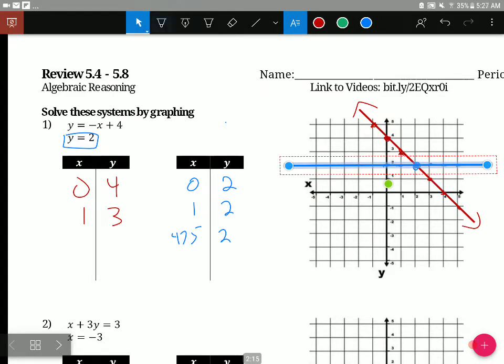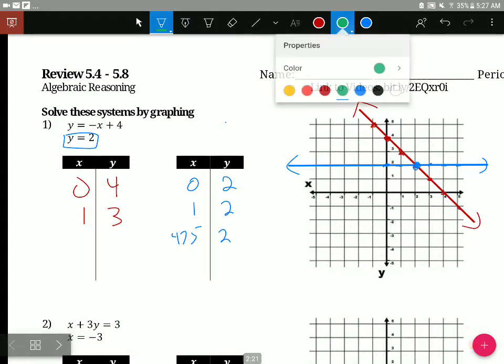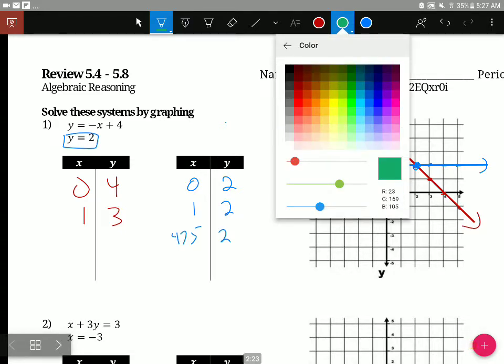Okay? So the answer for this one is, let's get, I like pink. Is that a good pink? Or is that a Pepto-Bismol pink? That's kind of a puke.